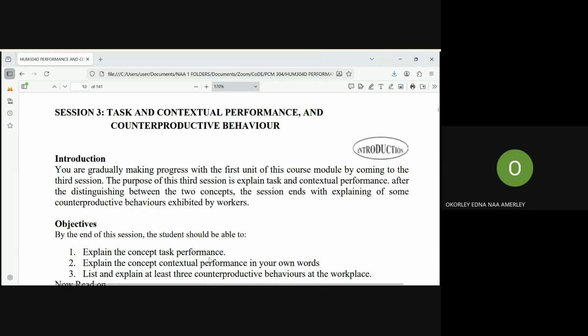So now we come to session 3. Under session 3, we want to look at task and contextual performance, as well as counterproductive behaviors in doing our jobs. So in doing our jobs, we can break the performance of our job into 3 different areas. So we will look at these, we'll distinguish between the first 2 concepts, and then we'll try to explain the behaviors. If you remember under session 1, we talked about the fact that we need certain behaviors to be able to do the job.